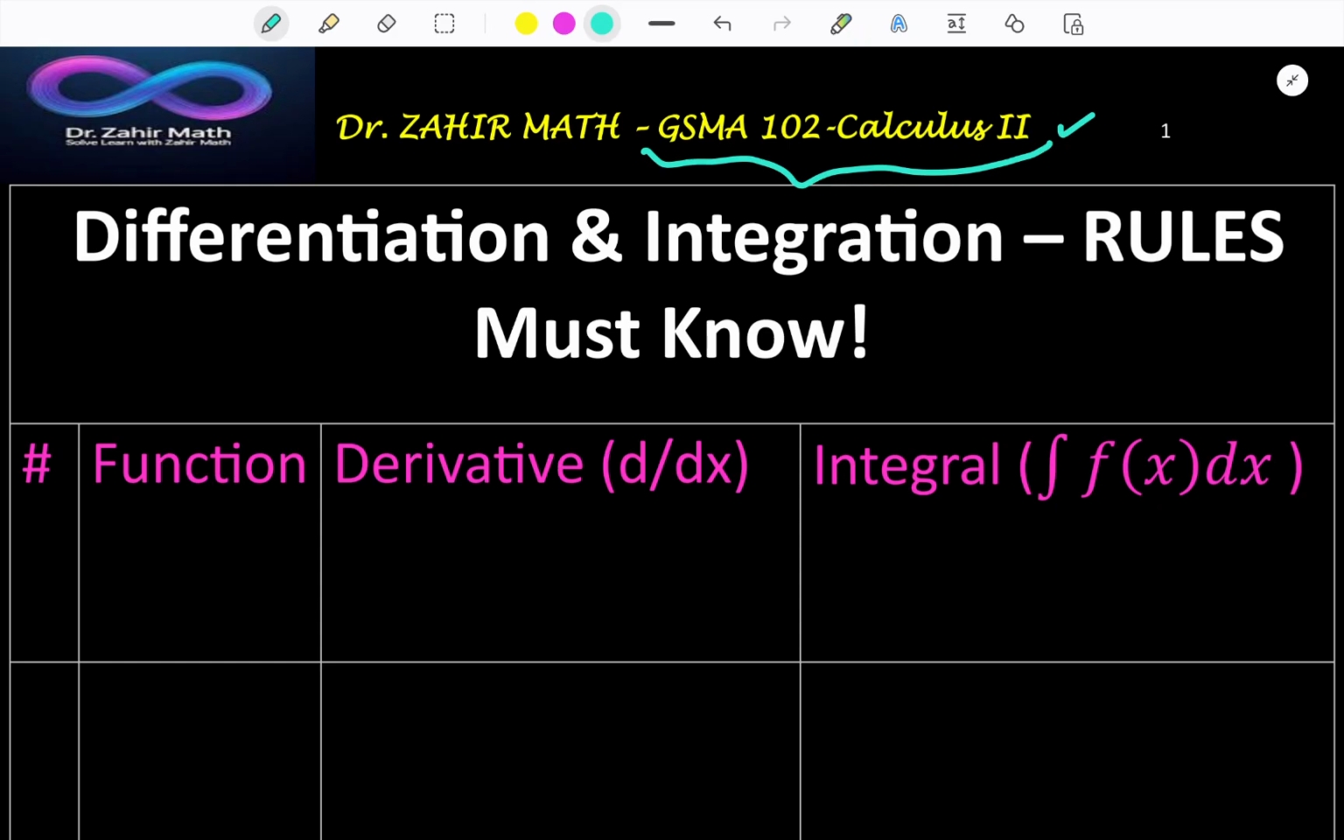How are you all? I hope you did very well in Calculus 1 and got good grades. Now it's time to begin your journey for the next course, which is Calculus 2. This is for diploma students, GSMA 102, Calculus 2.